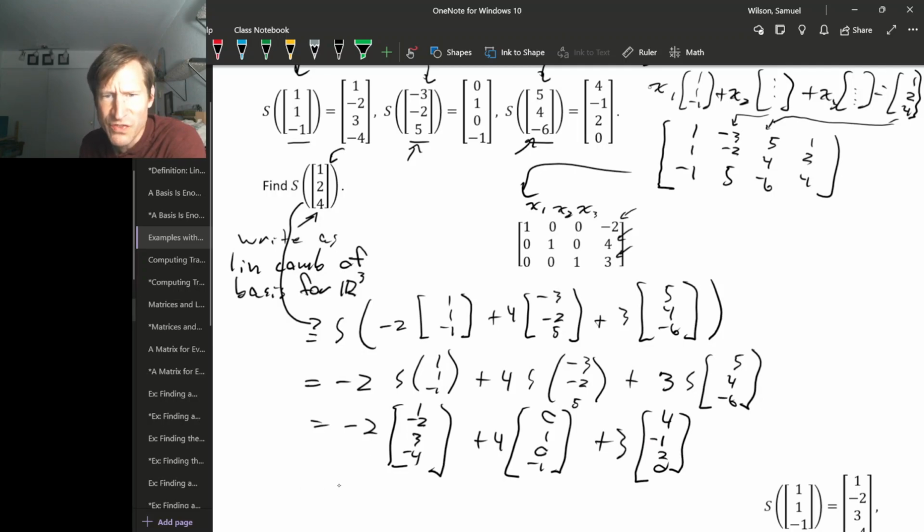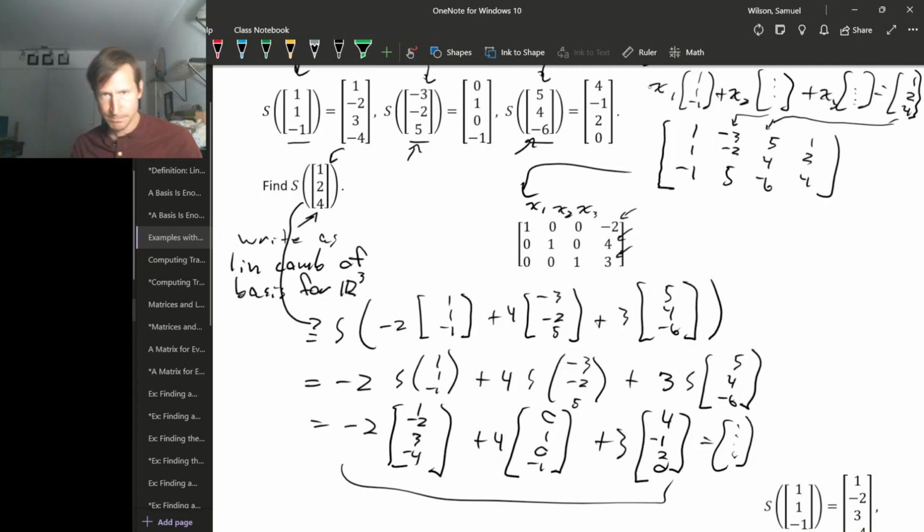And then we can do this vector arithmetic, right? I won't do this vector arithmetic, so figure out what these 4 values are, and that will tell us what S of 1, 2, 4 is. Just do all this vector arithmetic.